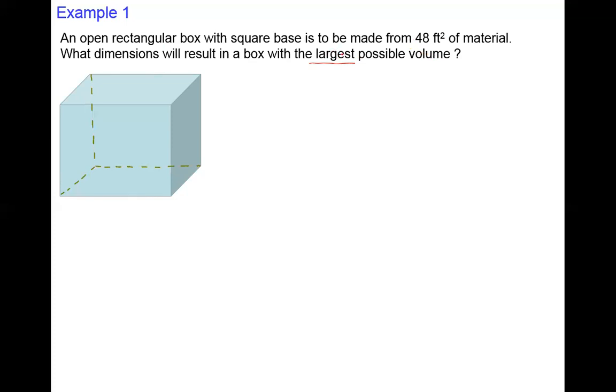We can see the largest possible volume, which is not stated explicitly, but we can definitely read from the descriptive word largest that we're looking for the maximum. That means the given information is the surface area, 48 square feet. We also know the formula. If I label the box, it's the square base x and the height h. That means the surface area of the open box is the base, x squared, and 4 times xh, the sides.